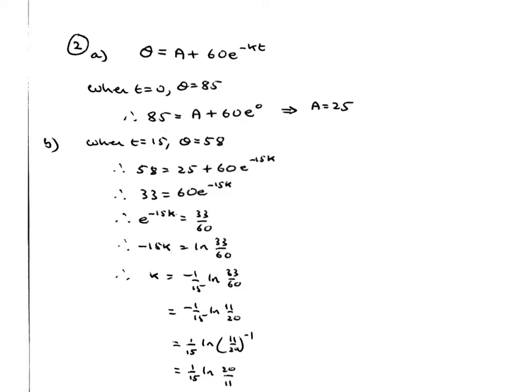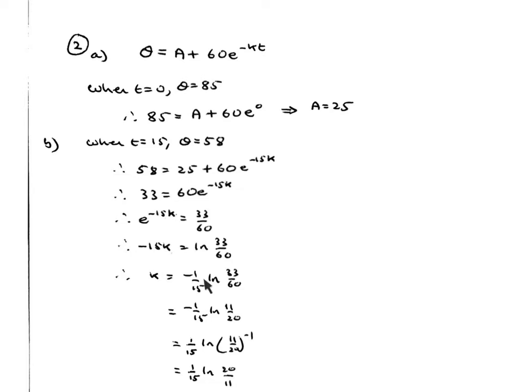Also told that the temperature of the coffee is 58 15 minutes later, so let's substitute in theta is 58 and t is 15. Take 25 away from each side, divide by 60, the inverse of e is ln, divide by minus 15. Now it's a show that question, so your working has to be very clear.